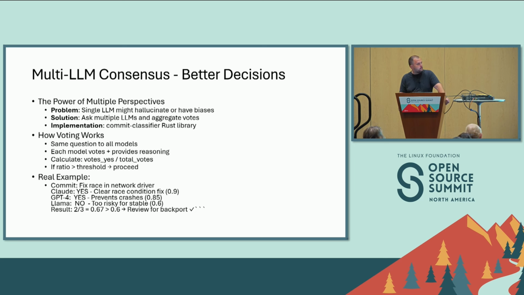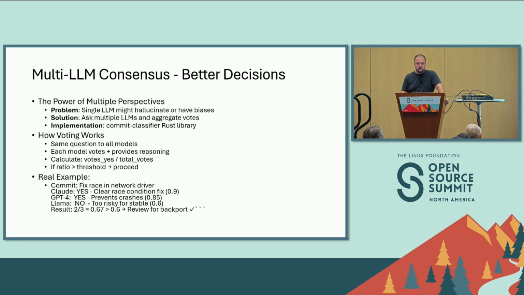If you look at the example below, this is a real one I had for one of the commits when I was making the slides. You see two LLMs agree, and they provide their reasoning as to why, and then one LLM was not sure. They're also able to provide you a score, a confidence level, of how confident they are that something should be backported or not.